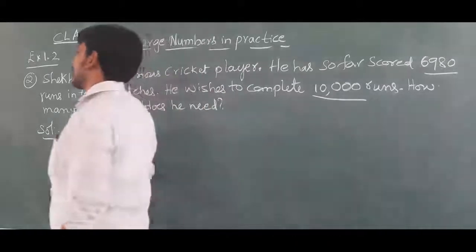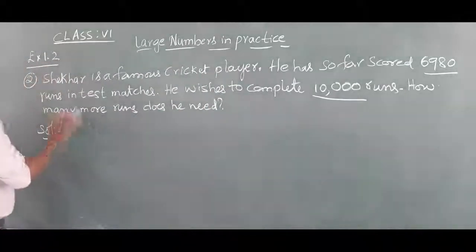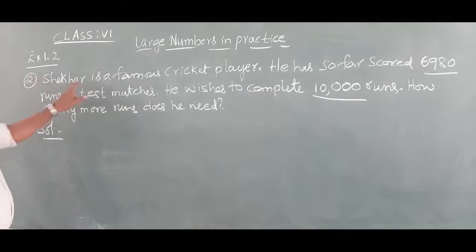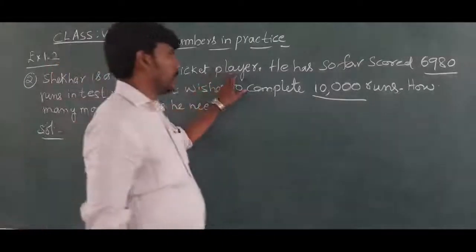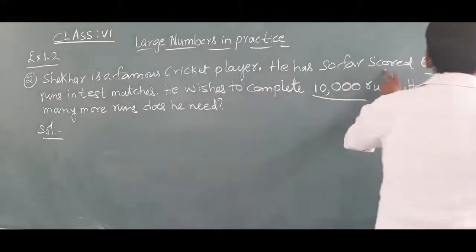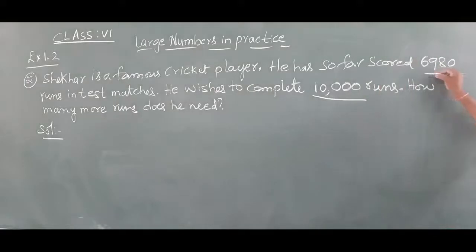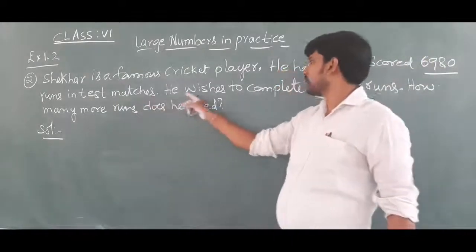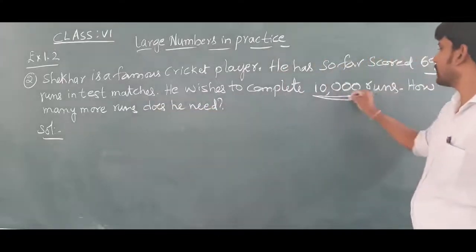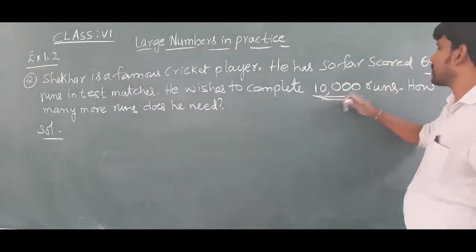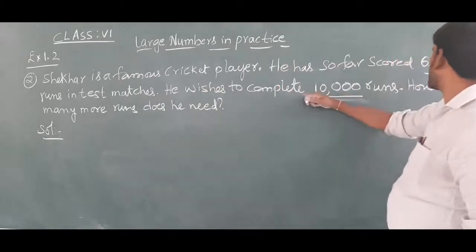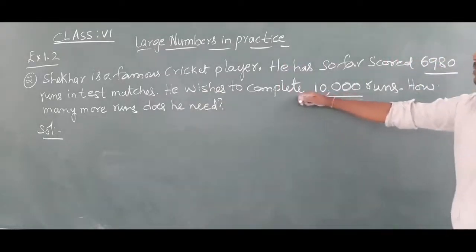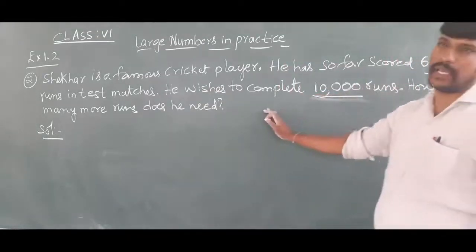Okay, let us discuss exercise 1.2, question number 2. Shaker is a famous cricket player. He has so far scored 6,980 runs in test matches. He wishes to complete 10,000 runs. So how many more runs does he need?